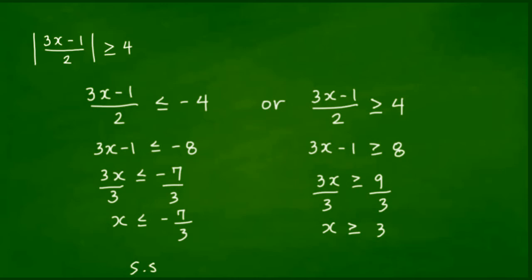So our solution set will be: either x is less than or equal to negative 7 over 3, so in interval notation that is negative infinity to negative 7 over 3, and in this case we have equal signs so we need to include the endpoint, or, so this is a union, x is greater than or equal to 3. In interval notation, that is 3 including 3, so the square bracket, comma, infinity.